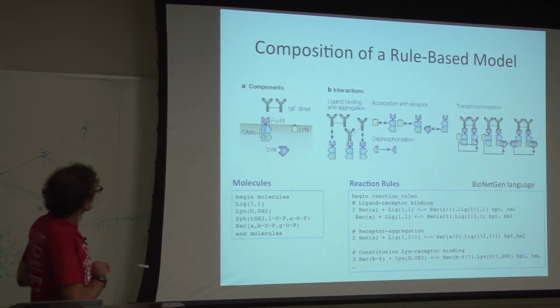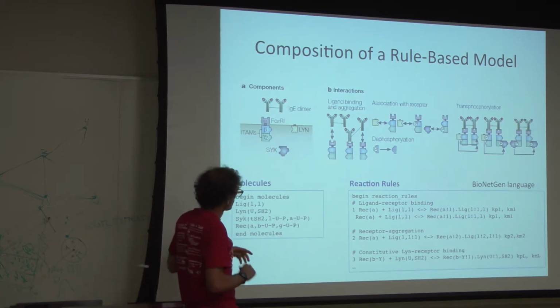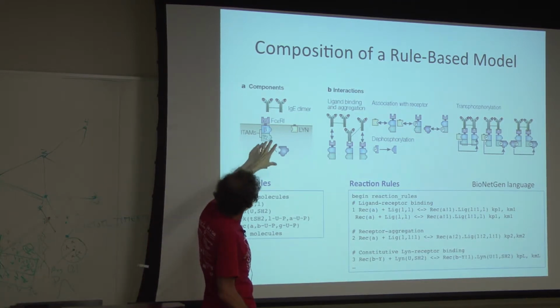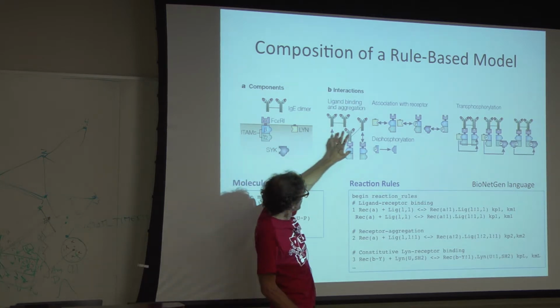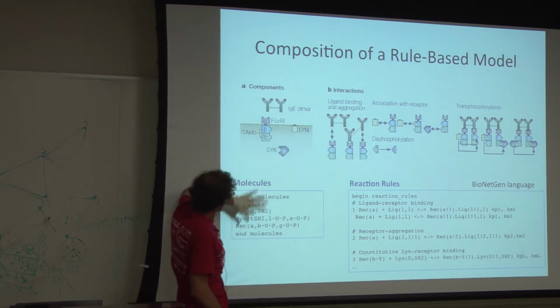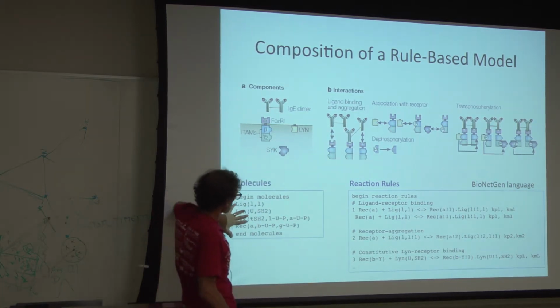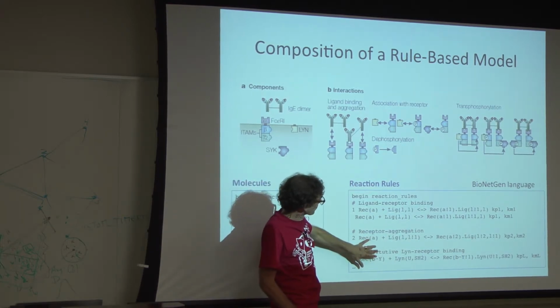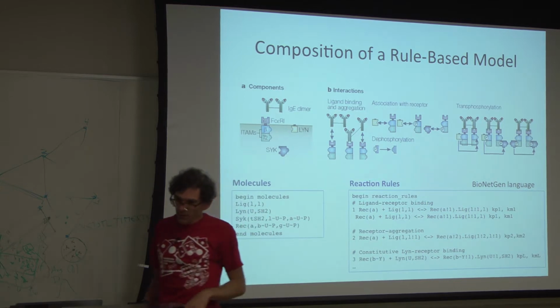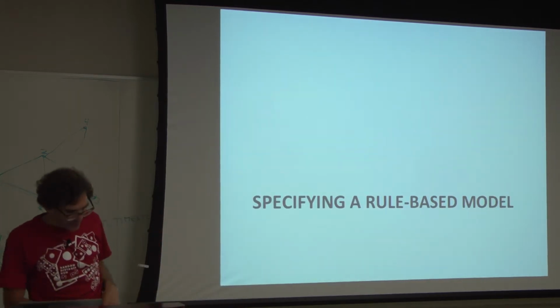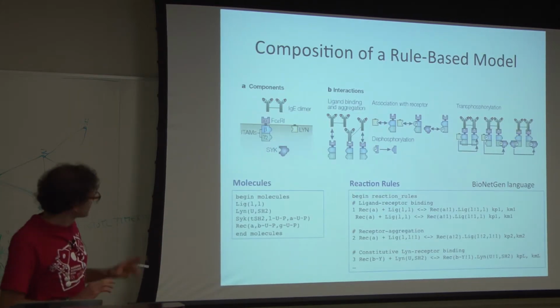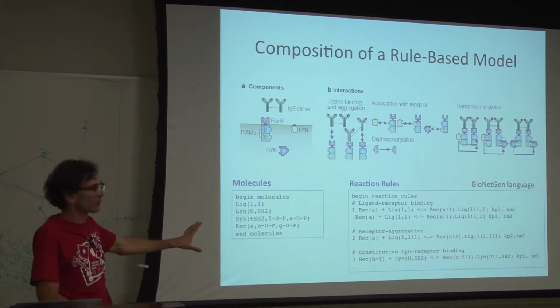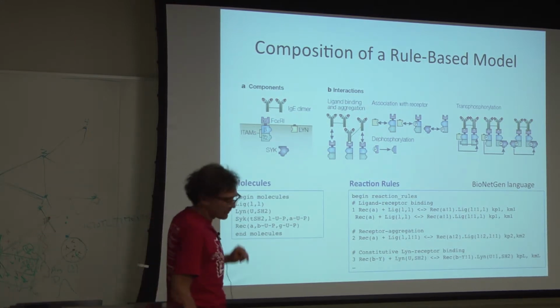Okay, so here's the basic model. Then we have a particular system. We frame that in terms of a set of molecules and interactions that we describe as rules, and then we take that model and we pass it to a simulator. And I'll talk about how we simulate rule-based models a little bit later on.